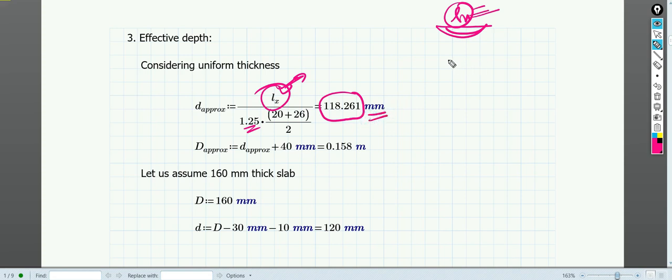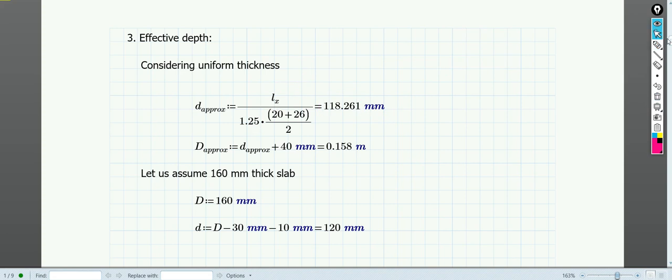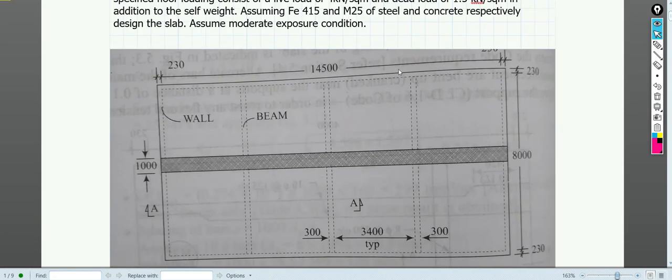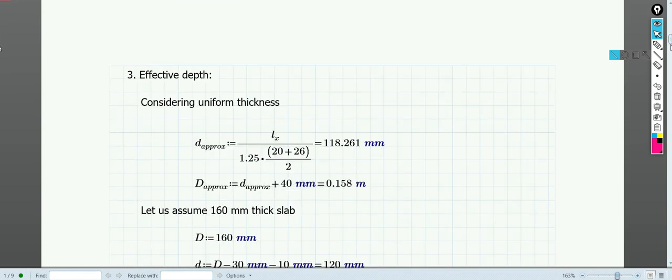I can show you in the figure. Lx is this one, 3.4 meter is Lx, whereas the deflection will be along this side. So everything will be calculated along this side. I have taken a 1 meter strip, this 1 meter strip. We'll find out the effective depth, the effective length, and then we will find out the moment and the reinforcement. Clear? Now let's see.